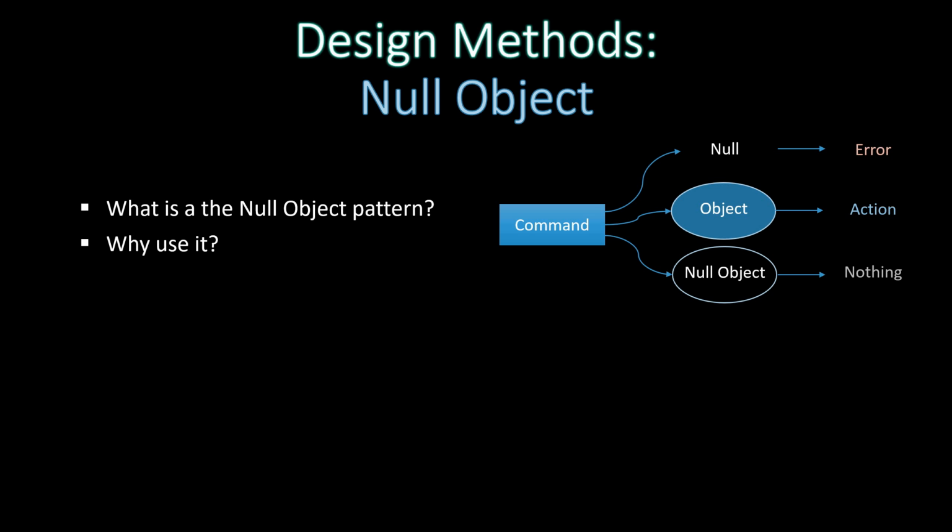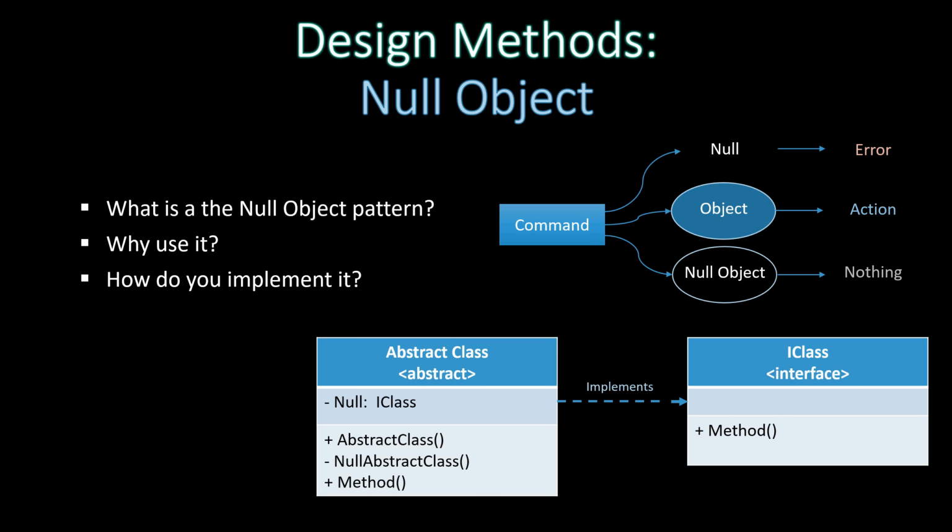It does nothing. So the benefit of this is we don't have to go through the whole code and check, if null, then do this. No, it'll just do nothing because the null object's empty. So you can avoid a lot of errors and a lot of checking, and it's very useful, very interesting. Now, how do we actually implement it?